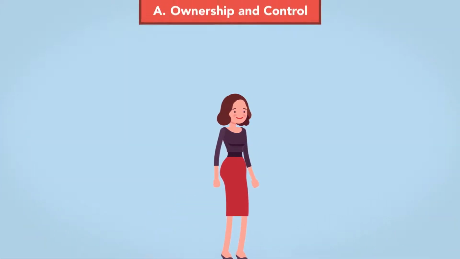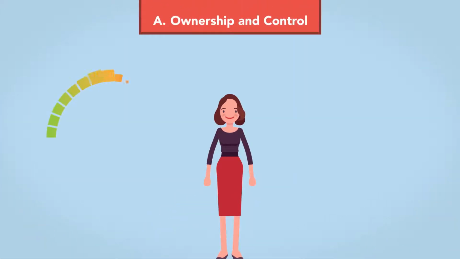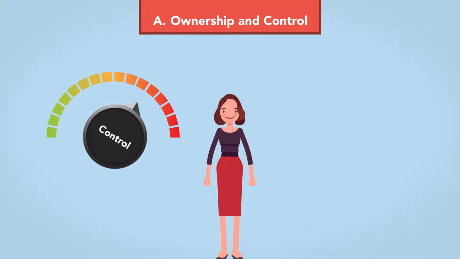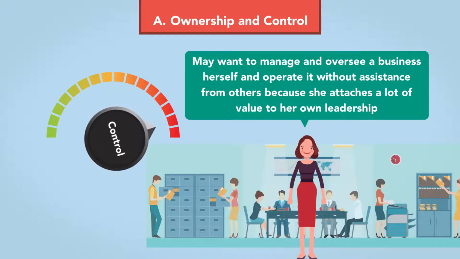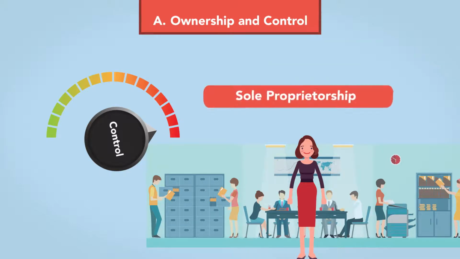The first important factor an entrepreneur should not overlook is the level and degree of control she wants to exercise. One entrepreneur may want to manage and oversee a business herself and operate it without assistance from others because she attaches a lot of value to her own leadership. If that's the case, then the sole proprietorship may be the most appropriate entity.